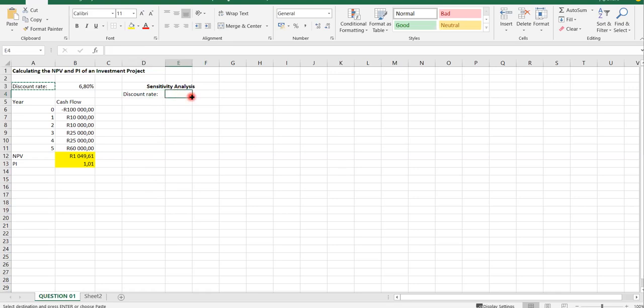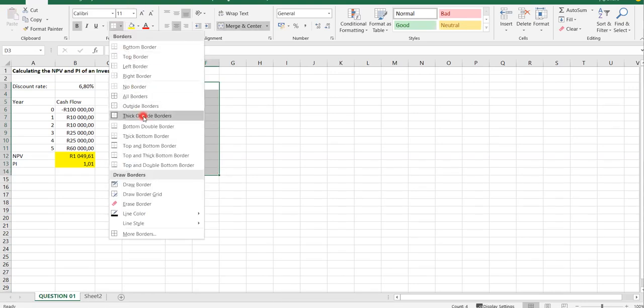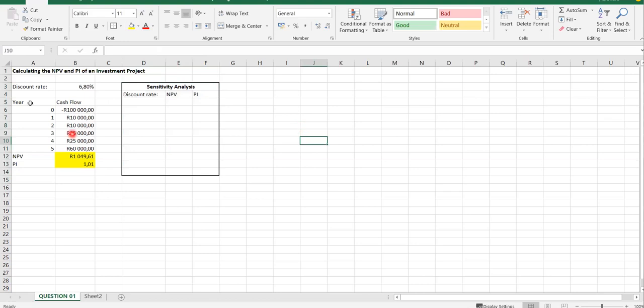Then I'm also going to put my NPV. I want to see how the net present values are going to change as we change the discount rates. Then next to that, I'm going to also put my profitability index, PI. I just want to put a border to show a distinction between this part and this part.